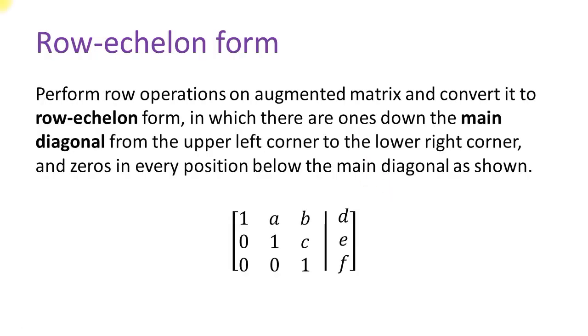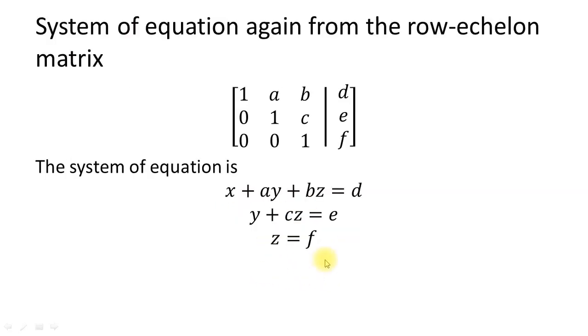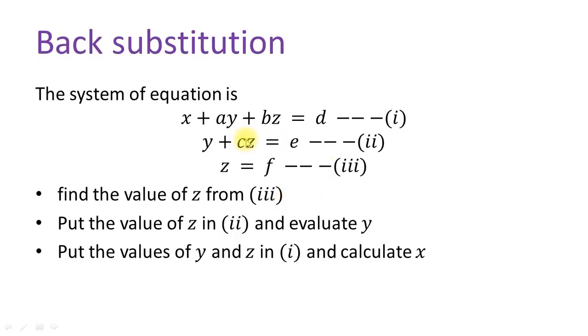At the second stage, convert this augmented matrix to the row echelon form by performing row operations. When we obtain the row echelon form, write this matrix again in equation form, and you will get equation number 1, equation number 2, and equation number 3 from the row echelon matrix. Using back substitution, first of all find the value of z from the last equation number 3, and then putting this value of z in equation number 2, we obtain the value of y, and then putting the values of y and z in the first equation, we will obtain the value of x.